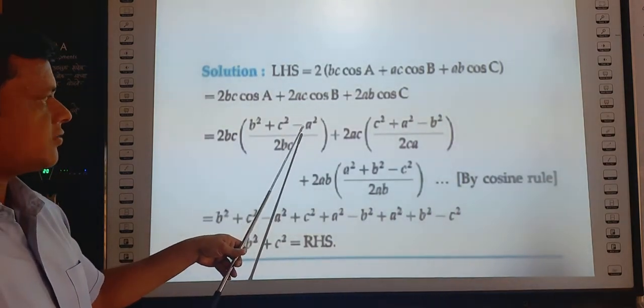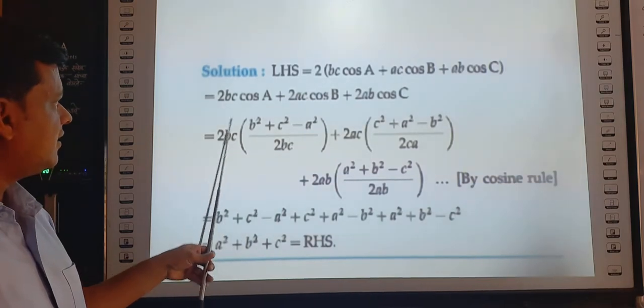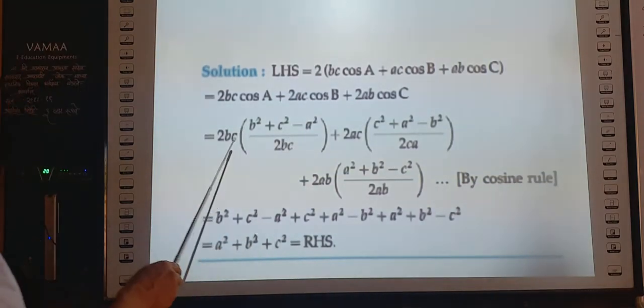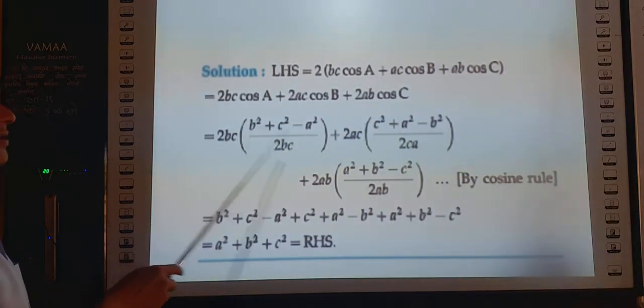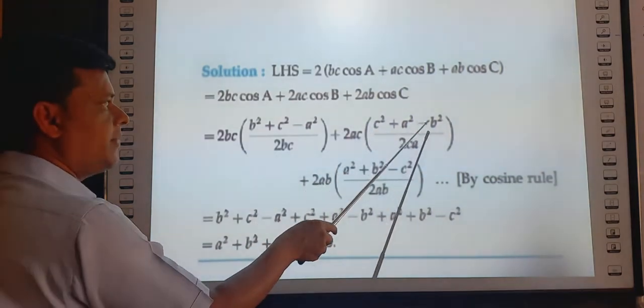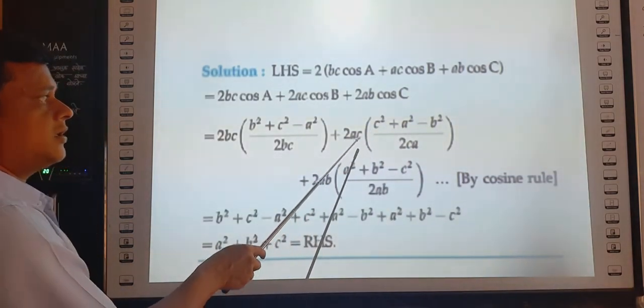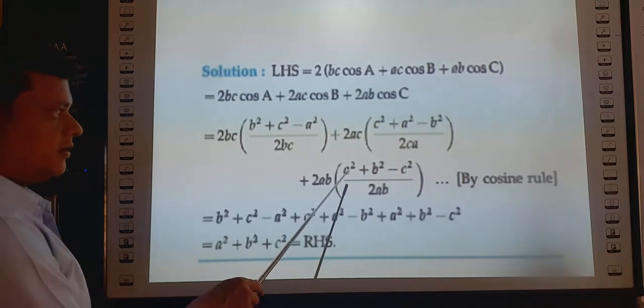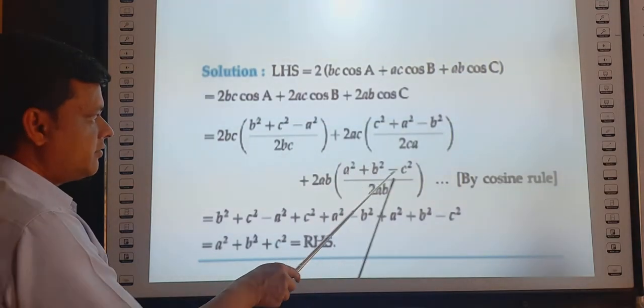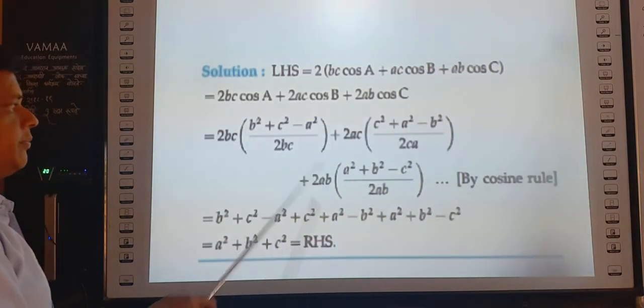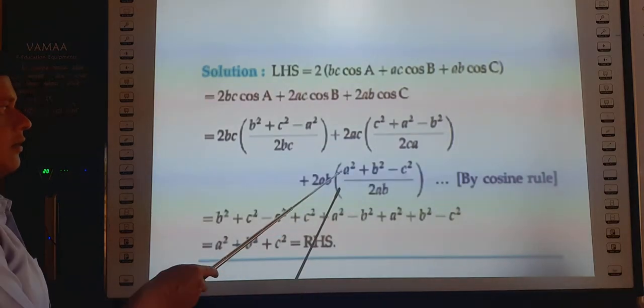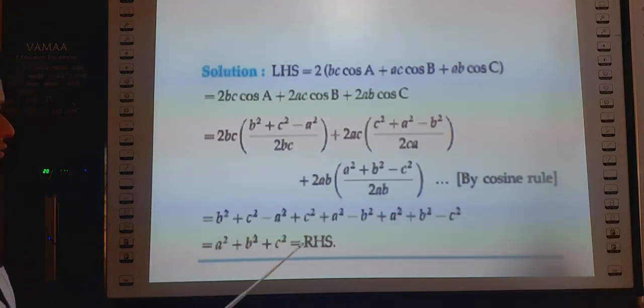c square minus a square, and the sign before this bracket is plus. c square plus a square minus b square. The sign before this bracket is plus. a square plus b square minus c square. Again the bracket sign is plus, so we can remove the bracket and keep the terms as they are.